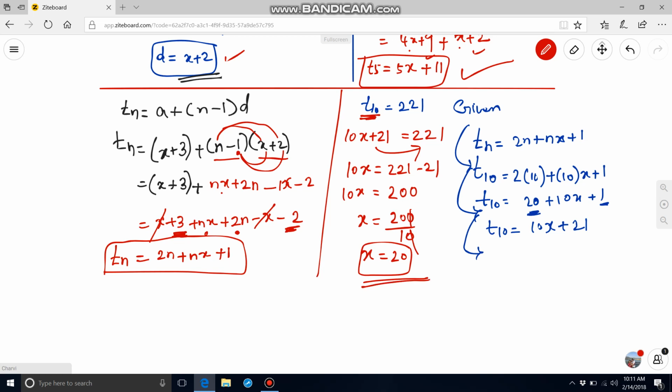In this question we found the common difference, then we found the fourth and fifth terms. In the next part we got the nth term, and in the last portion we checked by using the given condition to get the x value.